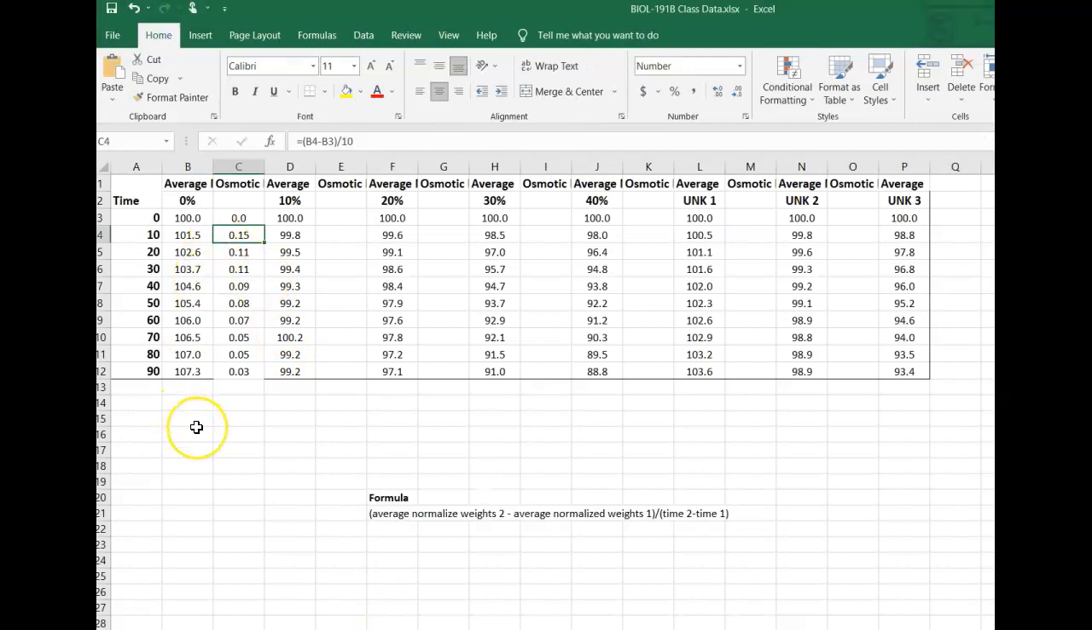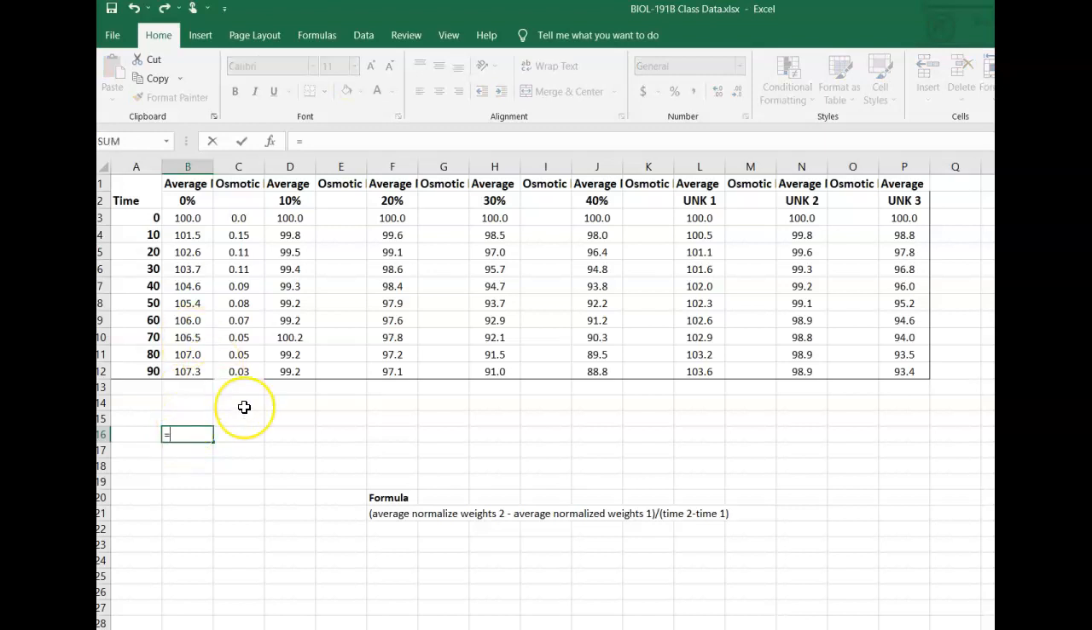So if I wanted to know the osmotic rate across the entire 90 minutes that the experiment took place in, I would just use the same formula. So again, this is the formula. I would use the average normalized weight for the 90-minute mark. So equals, and I'm going to open my parentheses here, equals the final weight minus the initial weight, which is the zero one. And again, I'm working with the average normalized weights here, not the osmotic rates.